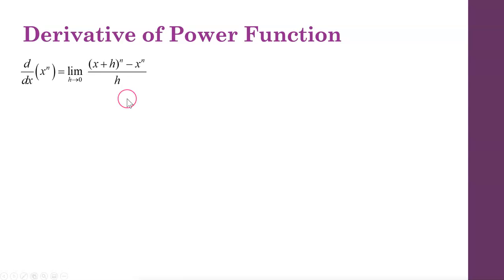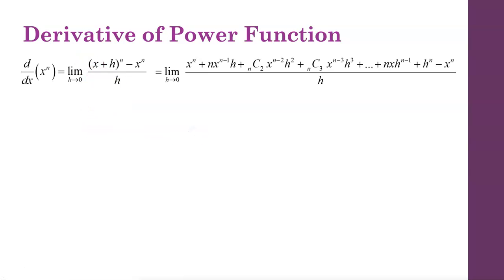And apply the binomial expansion we just saw to x plus h to the nth power. So this is what we get. So starting with x to the n, and as we said, the next term would be n x to the n minus 1 times h, and this pattern holds all the way to h to the n, and then we have the minus x to the n that was at the end.